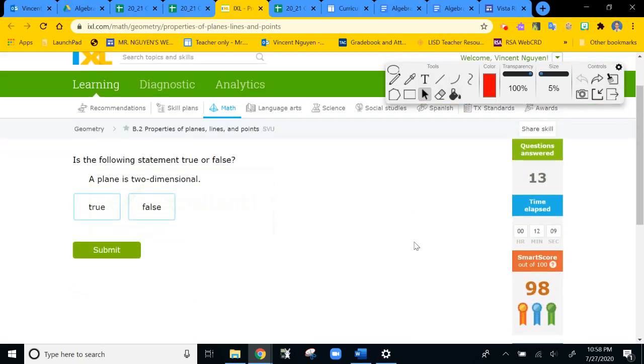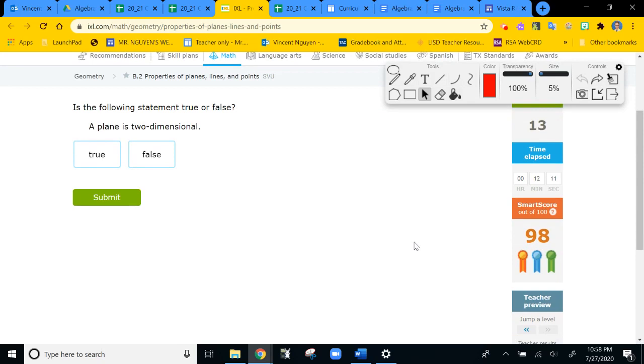There we go. Last question, I think. A plane is two-dimensional. That is correct. A plane, like we talked about before, has length and width. So it is two-dimensional. So I'm going to say true, and we're going to hit 100.